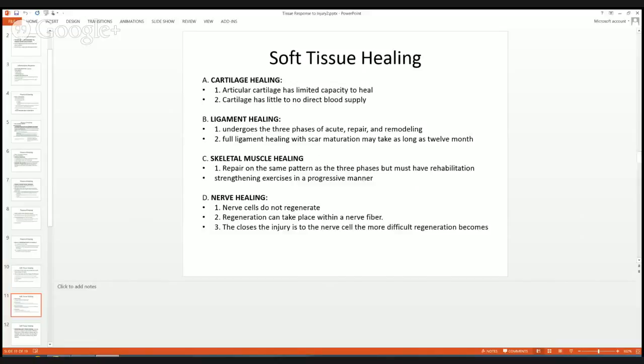All right, cartilage healing. Articular cartilage has a limited capacity to heal, and cartilage has very little to no direct blood supply. So if we don't have blood supply, we can't bring in the dump trucks to bring in the stuff to make it heal. So that's why you have very little healing. Ligament healing. It undergoes the 3 phases of acute repair and remodeling. And full ligament healing with scar maturation may take as long as a 12-month period.